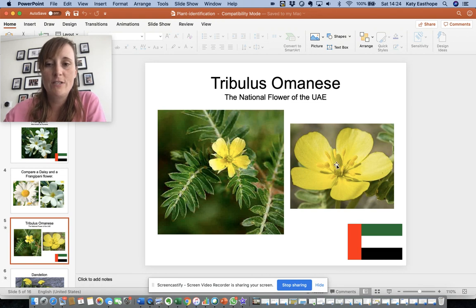We can see on this zoomed in shot, this is what it looks like. These are the leaves that grow on the same plant. Here we can see we've got petals. This one has 5 petals, just like the plumeria. But this one has almost a trumpet section in the middle, and then the pollen has come out on these antennae-like sticks. So this is a Tribulus Omanese.